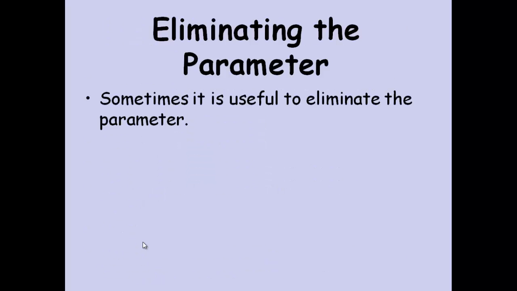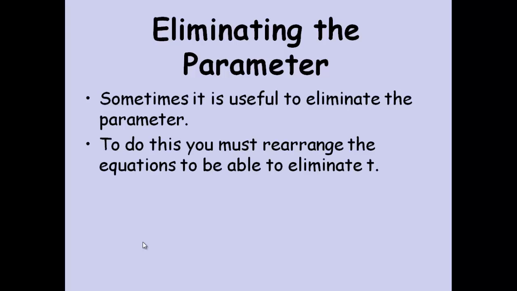It's sometimes useful to eliminate the parameter, and we do this by rearranging the equations. Usually if there's a linear one we'll use a substitution for x or y for the t. So subbing the t.